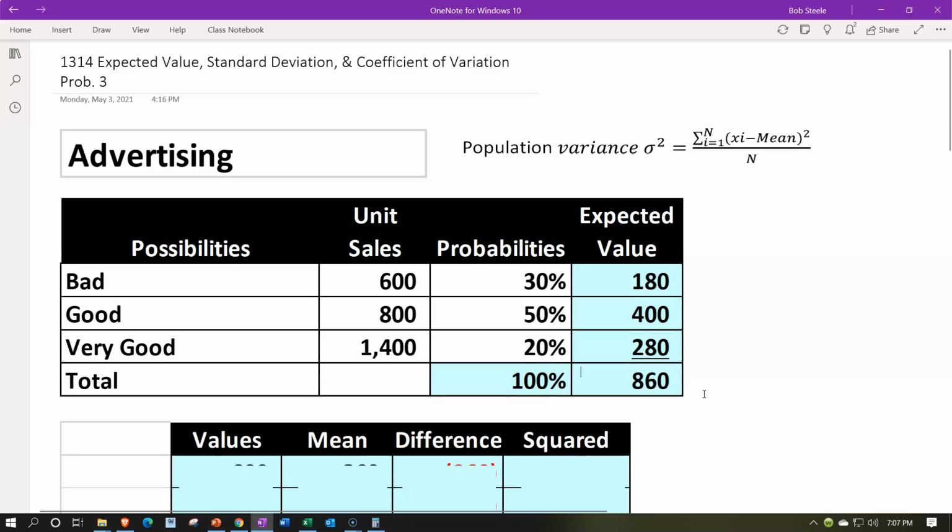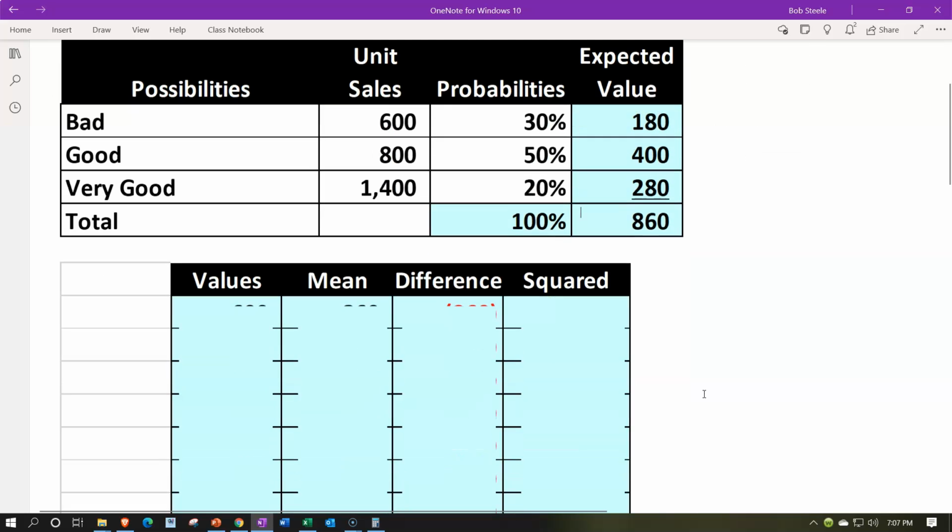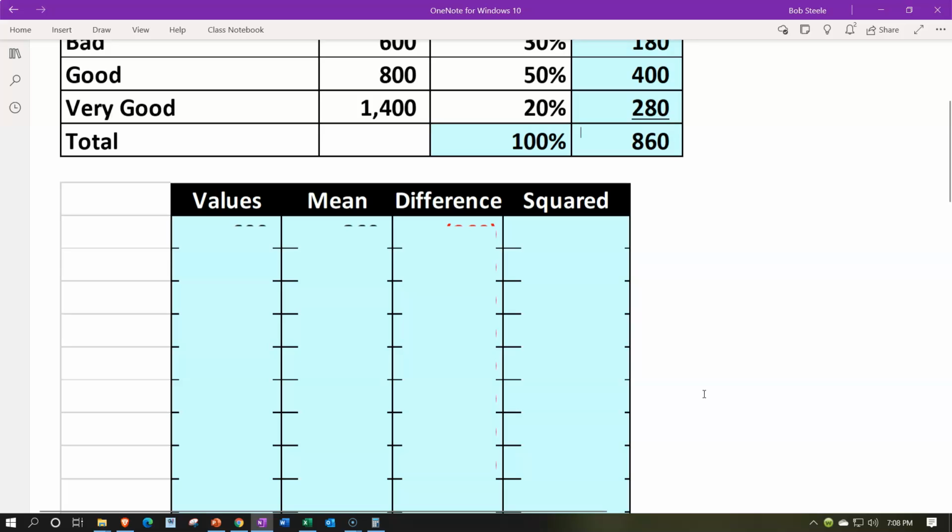Note that 860 is basically like the average, or the mean, as we'll go to and try to get a better handle on by taking this data and putting it into a normal data set down below, a list of numbers that we can do our statistical calculations on.